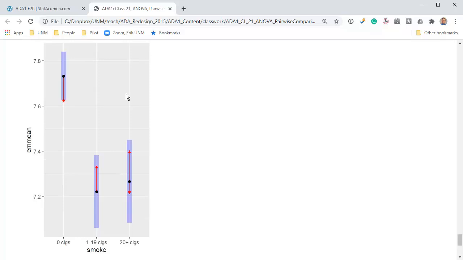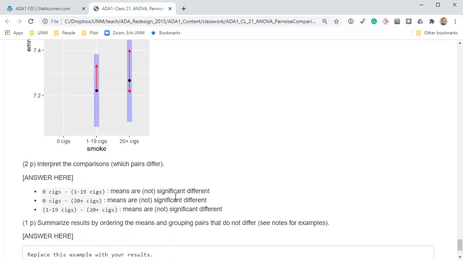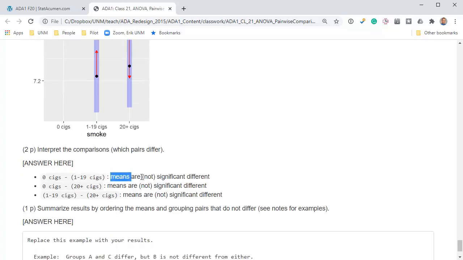So the three pieces of information on this plot are: the black dots are the means, the blue bars are 95% confidence intervals, and the red arrows are used to determine if pairs of means differ, by drawing horizontal lines and seeing if the red arrows overlap. From here we get that the zero cigarette group doesn't overlap with either of the smoking groups, so it is different from the other two, whereas for the two smoking groups, the red arrows overlap, therefore they are not different.